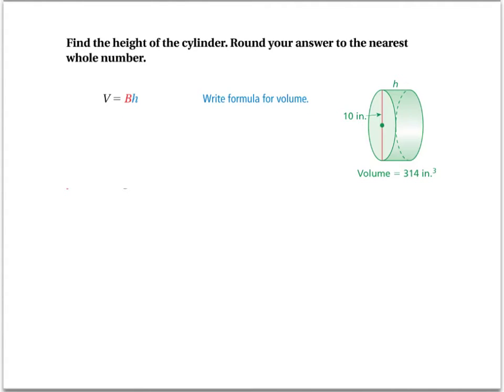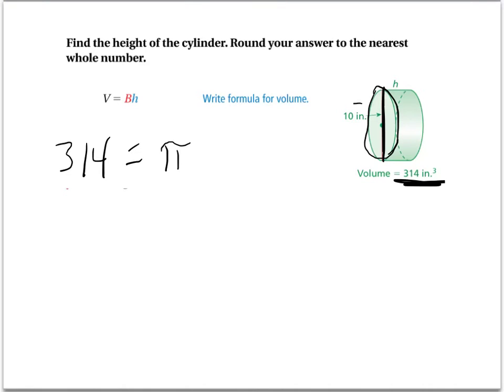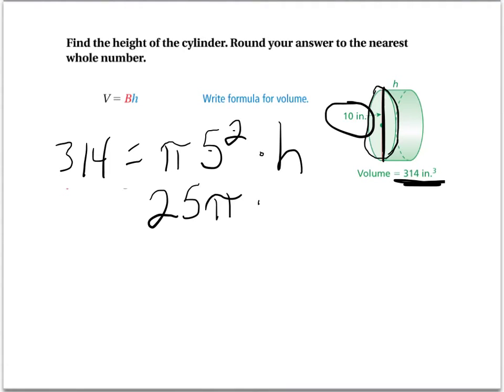Here they're asking you to find the height of the cylinder. Obviously everything else is given, including the volume, 314. Here's my circle base. Notice this time they gave you the diameter of 10, so I have to find the radius. Plug in everything you know. 314 is my volume. The base, remember, is pi r squared, so it's pi times, I've got to find the radius here, so it's 5 squared, times h, which I don't know. So 5 squared is 25, so I'm looking at 25 pi times h is 314.